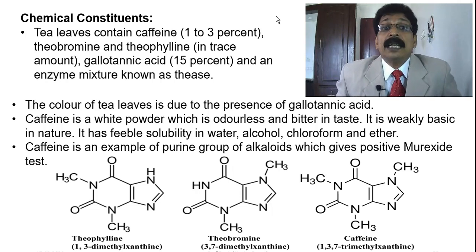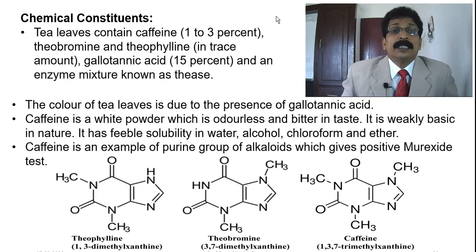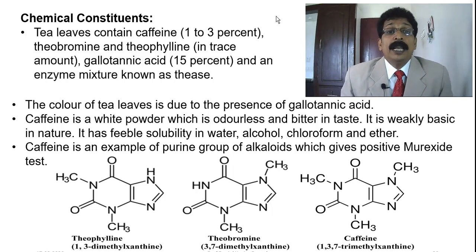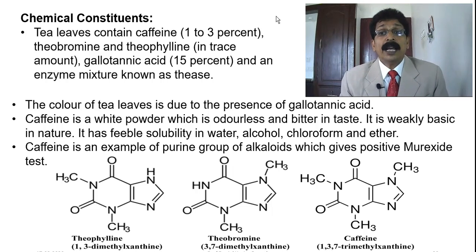Tea leaves contain caffeine 1 to 3%. Theobromine and theophylline are present in trace amounts, and they are bronchodilators.